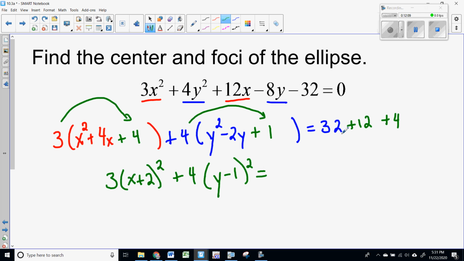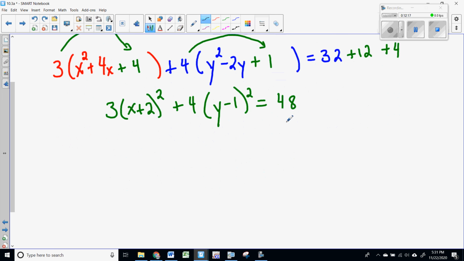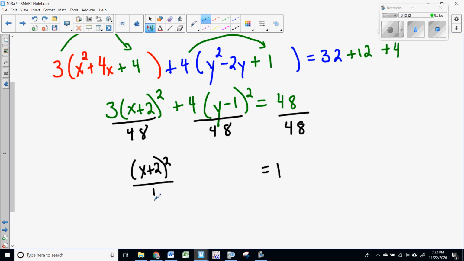And this is 32. This is going to give me 48. And as we said before, they always have to equal 1. So 48 is 1. Divide by 48. This is going to give us (x + 2)² over 16 plus (y − 1)² over 12.